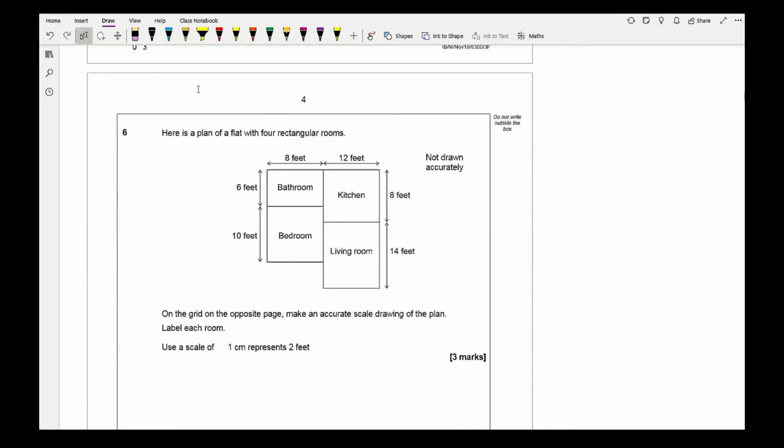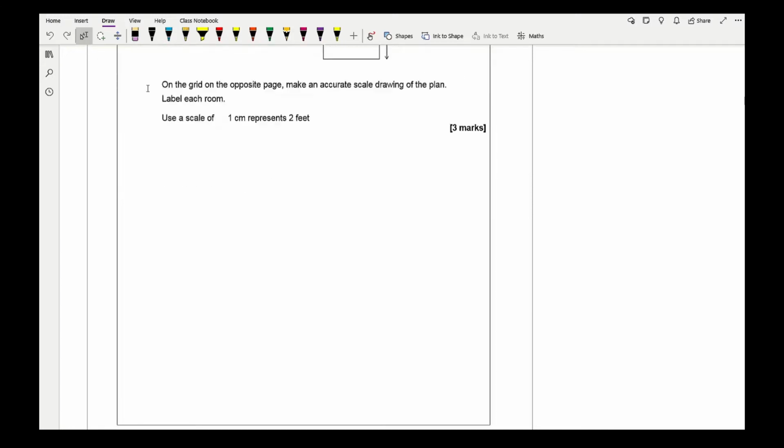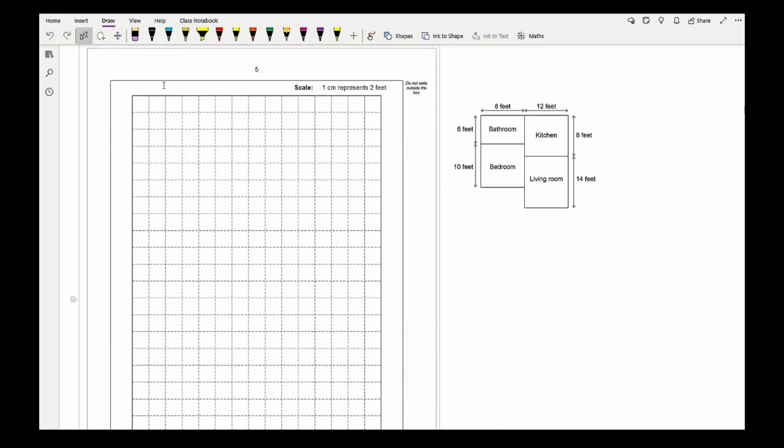Moving on to question 6. So question 6 says here is a plan of a flat with 4 rectangular rooms, and it's on the grid on the opposite page. Make an accurate scale drawing of the plan. Use the label and label each room. Now we're going to use a scale of 1 centimeter equals 2 feet. So if I just scroll down, here we've been given some squared paper, and I've got a copy of the diagram so I can actually draw it as we go along.